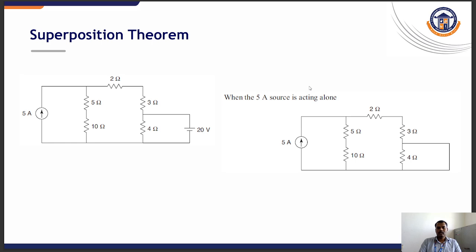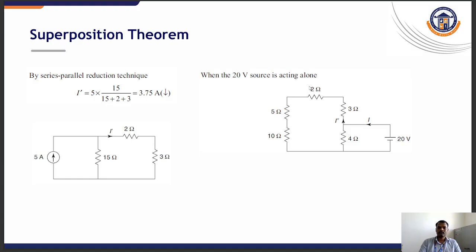For example, consider a circuit which is given in the left side. It has a 5 ampere source and a 20 volt source. Here, when only the 5 ampere source is acting, the 20 volt source will be shorted, and by using series parallel reduction technique we are finding the I dash value. I dash is the current flowing through the mesh 2, and it is 5 into 15 divided by 15 plus 2 plus 3, so it is 3.75 ampere when only the 5 ampere source is acting.